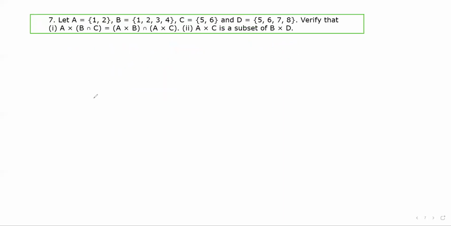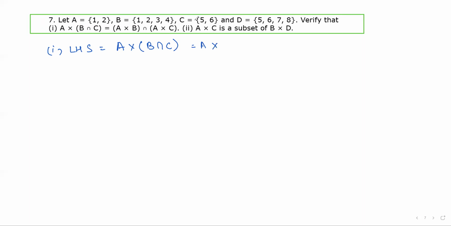Next, sets A, B, C, D are given. You have to verify these. For this verification, you'll first write LHS. LHS is equal to A cross (B intersection C). This is equal to A cross... What is B intersection C? What is common between B and C?